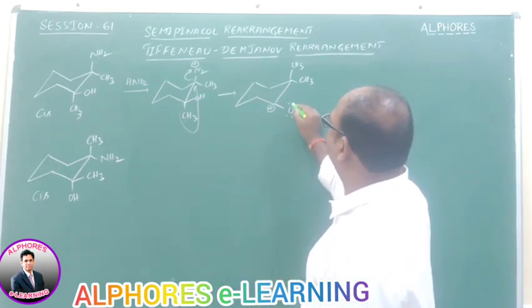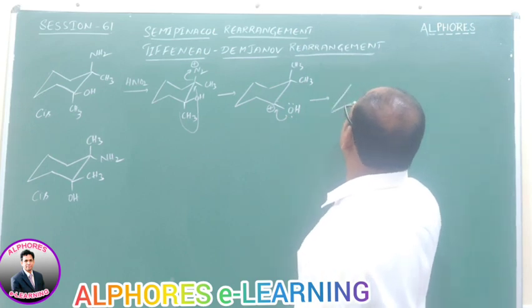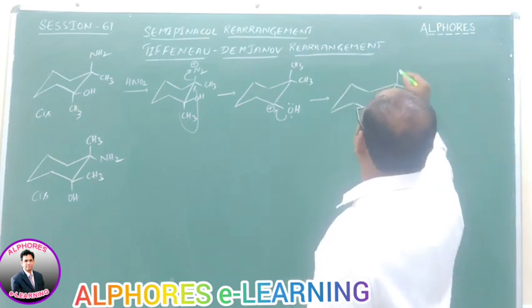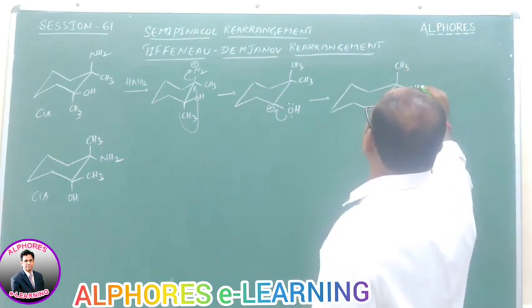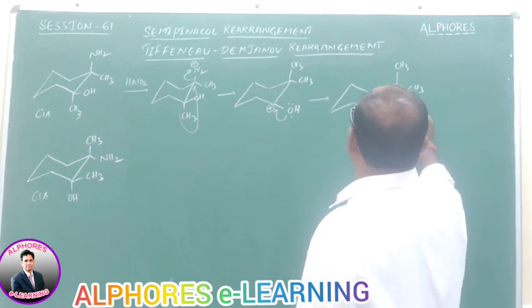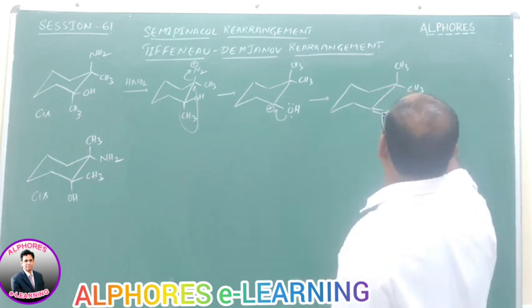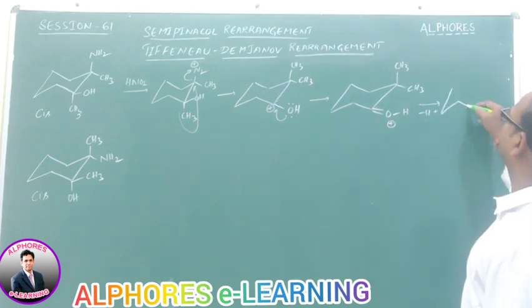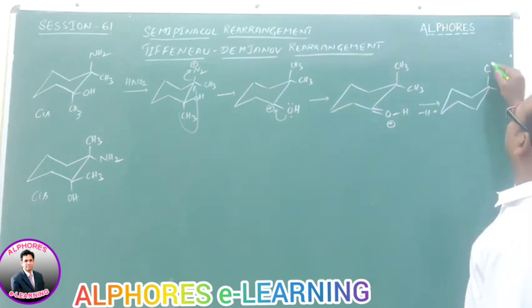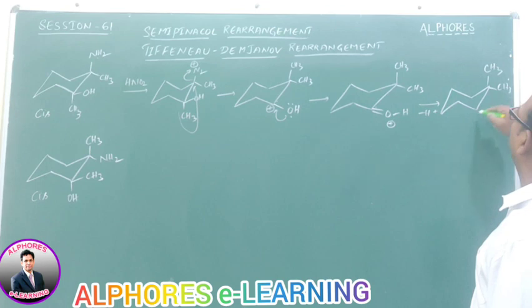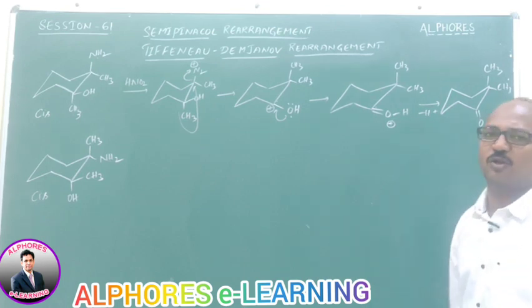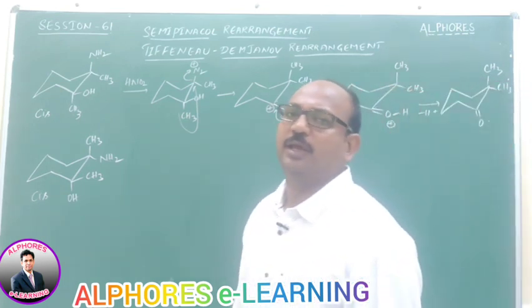Now this oxygen is going to donate an electron pair, and as a result we get the product CH3 and C double bond OH plus. Upon deprotonation we get the product cyclohexanone, 2,2-dimethyl cyclohexanone. This is the product.